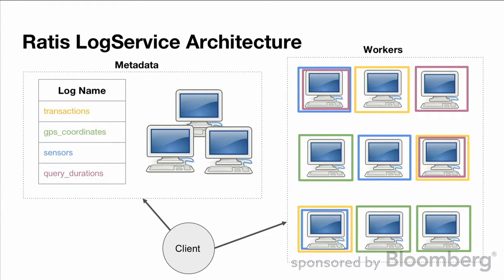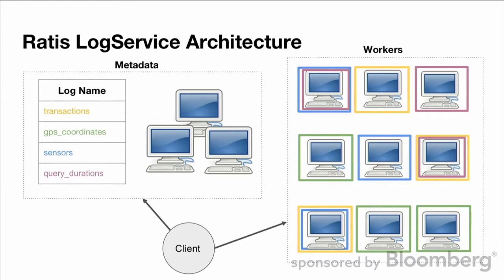So what the architecture of this Ratis log service actually looks like is we have two quorums going on here. On the left side, we have one metadata quorum, which is essentially just tracking the logs that exist in the system. You can think of this as a hash map, maintaining the name of a log and the nodes that are participating in managing the RAFT quorum that makes up that log. So on the left, we have the transaction log in yellow, which would point to, okay, I want to interact with the log called transaction, I need to talk to the three nodes that are in yellow.